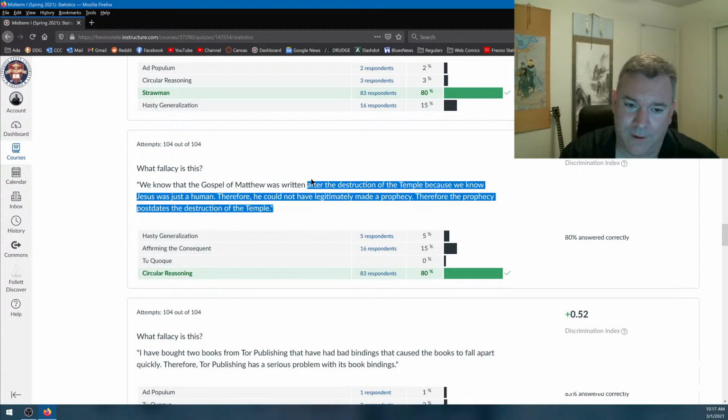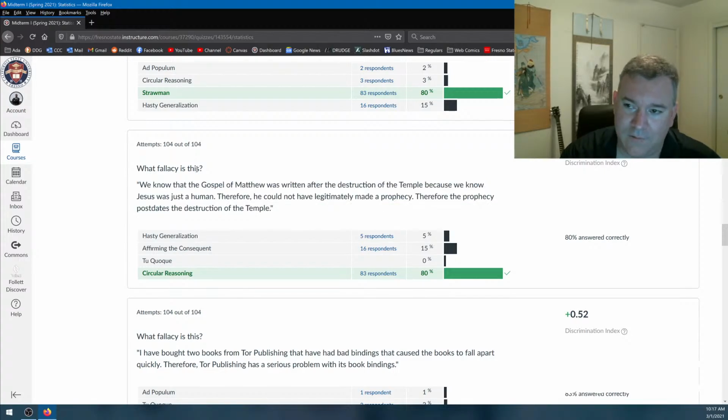And so people who date the Gospels will make this argument unironically. They'll say, well, because we know that Jesus was just a man and not the Son of God, he could not have made a legitimate prophecy. Therefore, we have to post-date it to after the destruction of the temple. So assuming your conclusion is basically circular reasoning.